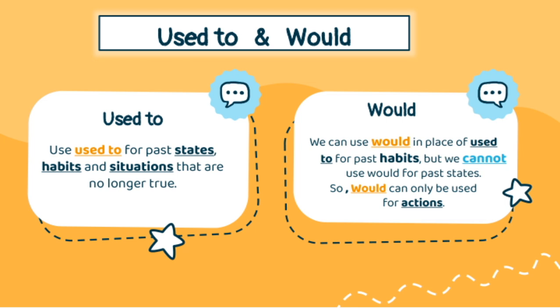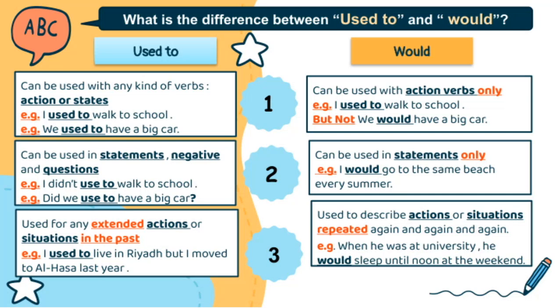That means, if you're describing a situation or condition that was true in the past but isn't anymore, you should stick with used to. To put it simply, would is mainly used for actions, things you did regularly, while used to can describe past states, habits, and situations that are no longer true. Understanding this distinction is really helpful for getting your meaning across clearly and accurately when speaking or writing about the past.